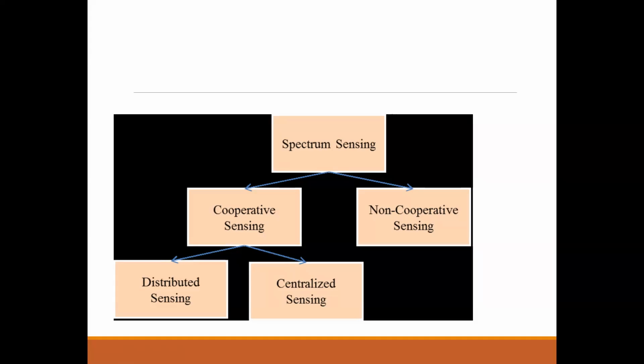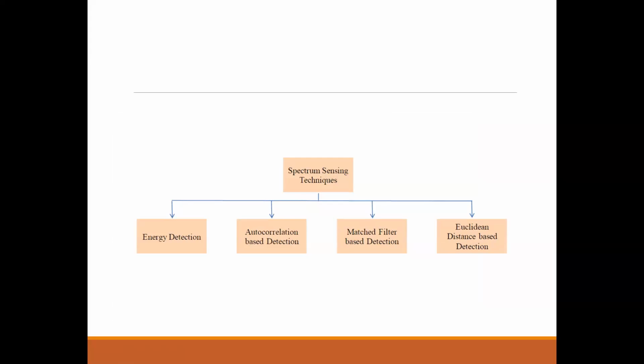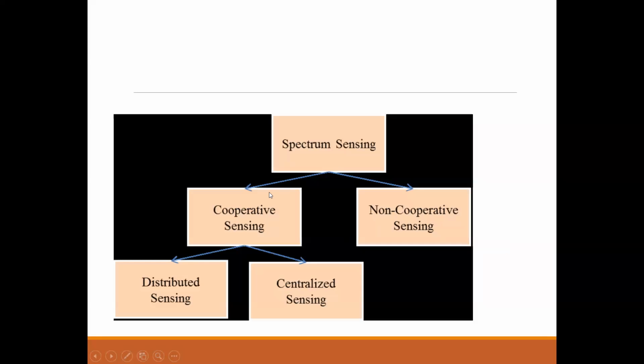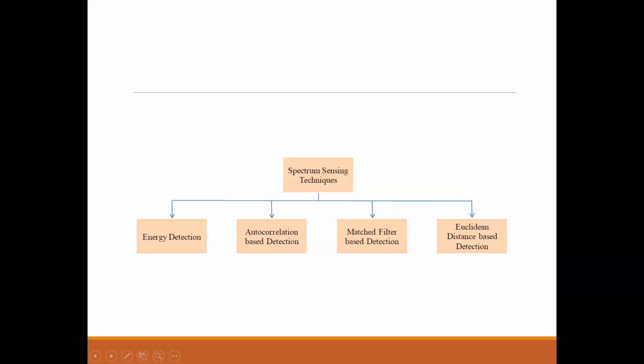As the name implies, in distributed sensing the control and decision-making autonomy is given to all the users. In centralized sensing, of course, common sense says every decision is made at a centralized point. Apart from that, this is the methodology, or the way, of spectrum sensing. But how do you sense the spectrum? For that technique of spectrum sensing, there are several ways of doing it.